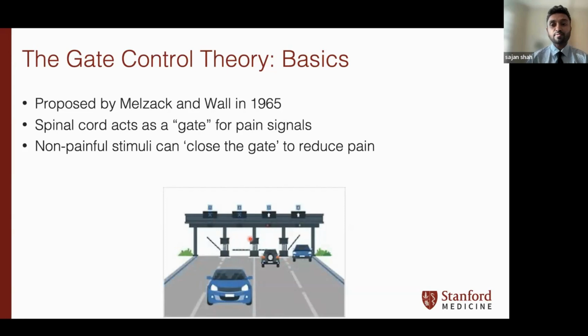Non-painful stimuli, such as rubbing your elbow after bumping it, or like I showed in the past slide, rubbing your shoulder when it hurts, can actually help to close the gate and lessen the pain. Imagine that you put a fee at the toll road and you increase the fee, and the gate is now harder to open because the driver has to pay a higher fee to get through. Now, that might be a little bit of a stretch in terms of the analogy, but I'm going to roll with it anyways.